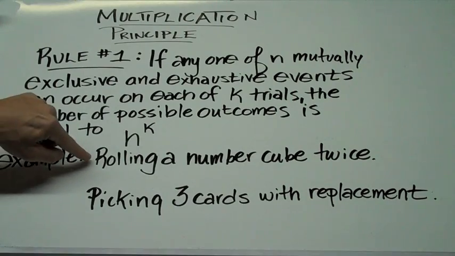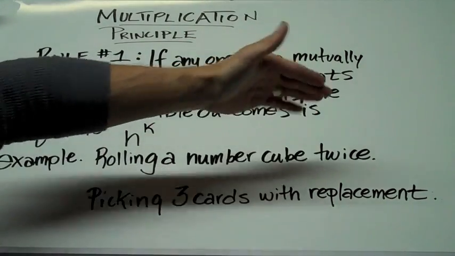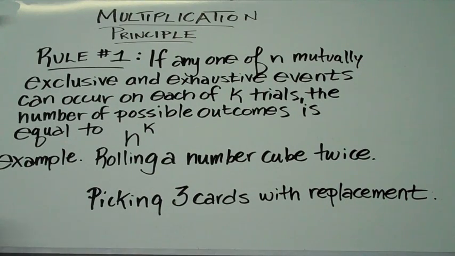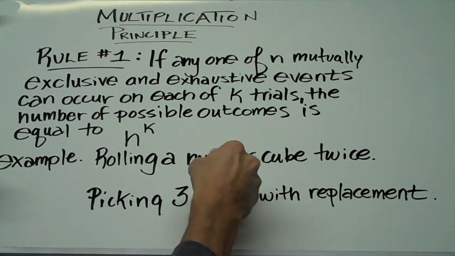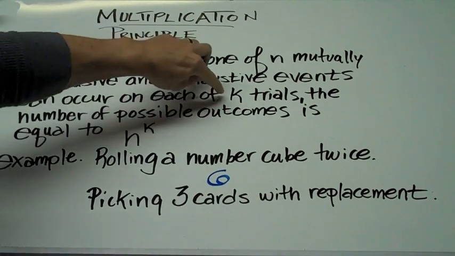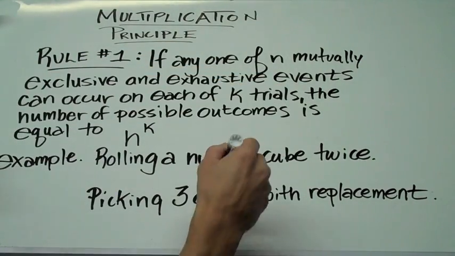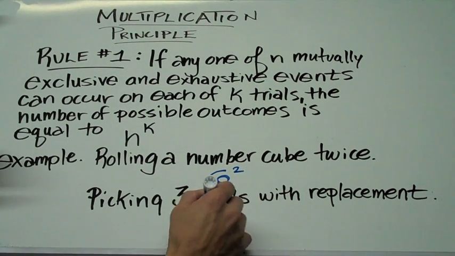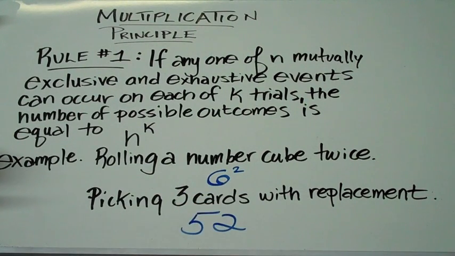For example, if you're rolling a number cube, that's a die, twice, how many possible outcomes are there? There's 1, 2, 3, 4, 5, or 6. So there's 6 possible outcomes. How many trials are you doing? Well, we're going to do it twice, so it's 6 squared. Another example would be picking 3 cards with replacement from a standard deck of cards. How many possible outcomes are there? There's 52 different cards. And how many trials are we doing? 3 trials. So the possibilities would be 52 to the 3rd power.